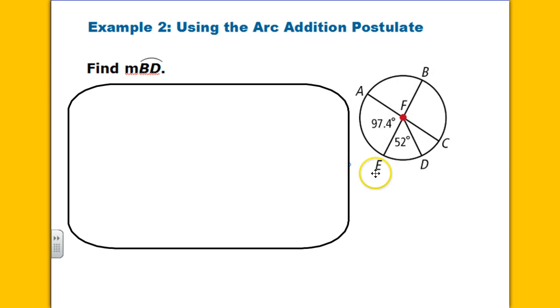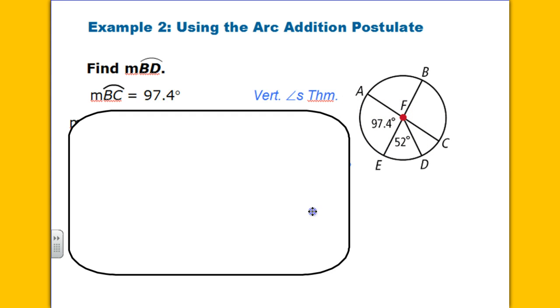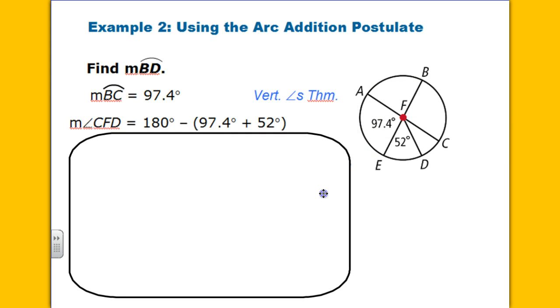We have a diameter BE and a diameter AC. Those are intersecting lines. So which angle do we know quickly? That's right. We know that BFC is 97.4 because it is a vertical angle to angle AFE. All right, so we know this is 97.4. We just need to find this. What else can we find here? Well, BE is a diameter, and so this angle AFE plus AFB must equal what? That's right, 180. So we can find this angle by subtracting 97.4 from 180.